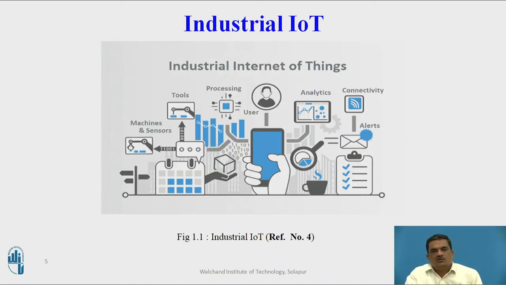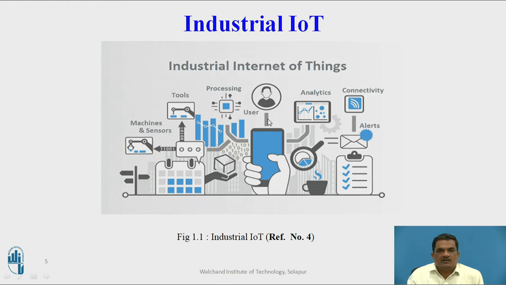Let us discuss how basic IoT expanded to the industrial space. In industrial IoT, the sensors and machines are placed at a particular place. These machines and sensors continuously sense the operation of tools or machines in an industry. Then the information about these operating tools is sent to the processing unit. The processing unit processes the information sensed by the sensors about the working of machines. Then that data will be utilized by the user.